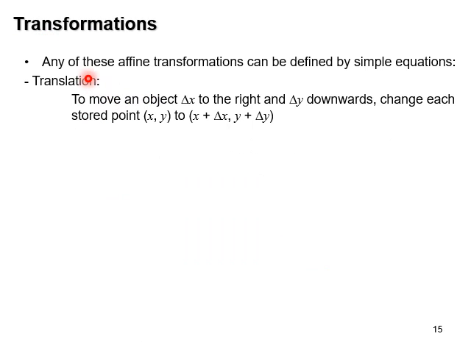So actually, any of these transformations can be defined by simple equations. So let's start with translation. If you have an object, a vector graphics object, in a specific location in the image, and you would like to move that object from that location to another one. So to move an object by delta x to the right and delta y downwards, we change each stored point x, y to x plus delta x and y plus delta y.